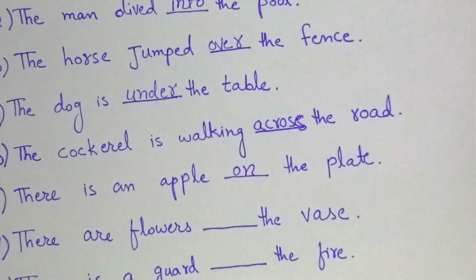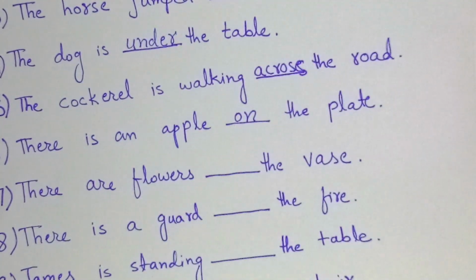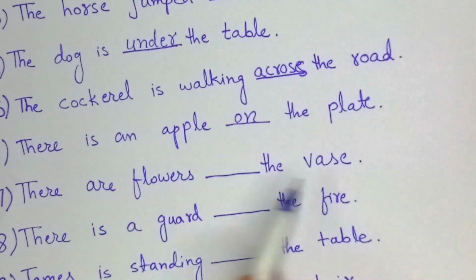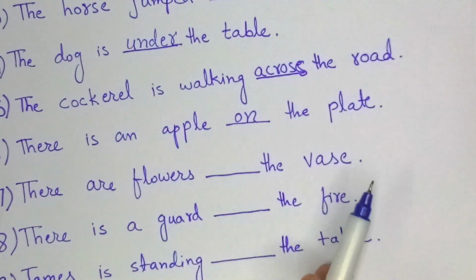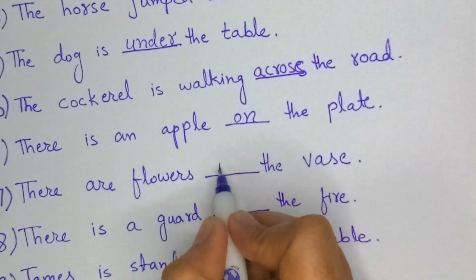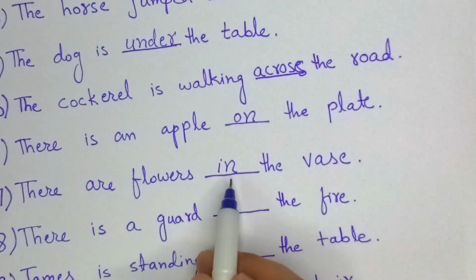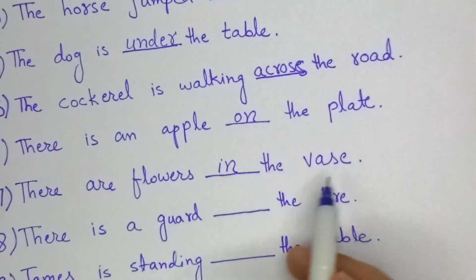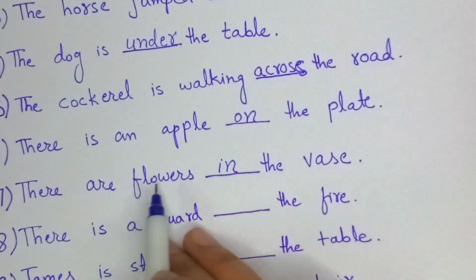Now let's move to the other. There are flowers dash the vase. So what do you think, guys? Here there are flowers in the vase, or there are flowers on the vase, or there are flowers over the vase. So yes, you are right. We will fill there are flowers in the vase, because we learned here that in is used when something is enclosed or surrounded by something. Here the flowers are enclosed by the vase, so we will use in here.